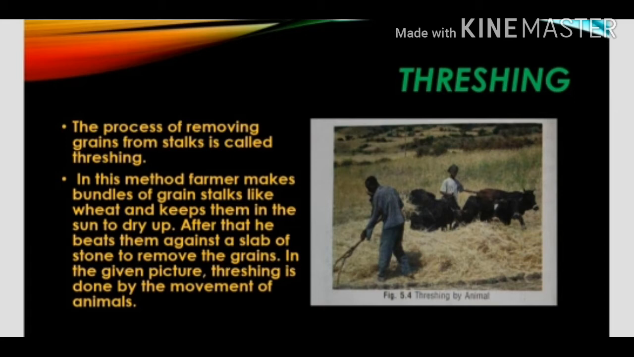The process of removing grains from the wheat stalk is called threshing. The farmer makes bundles of grain stalks and keeps them in the sun to dry up. After that he beats them against a slab of stone to remove the grain, and this process of removing grains from the stalk is called threshing. By the threshing method we can easily remove the stalk from the grains. Nowadays threshing is done with the help of a machine, and this machine is called a thresher.